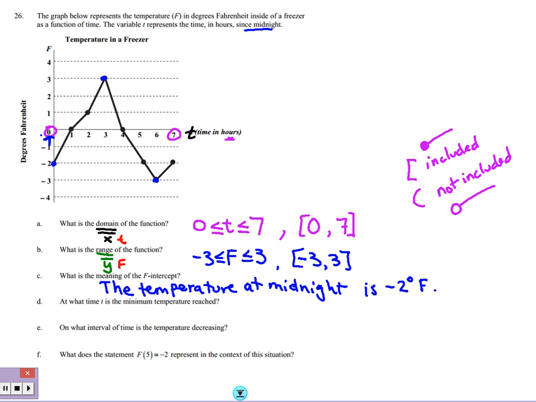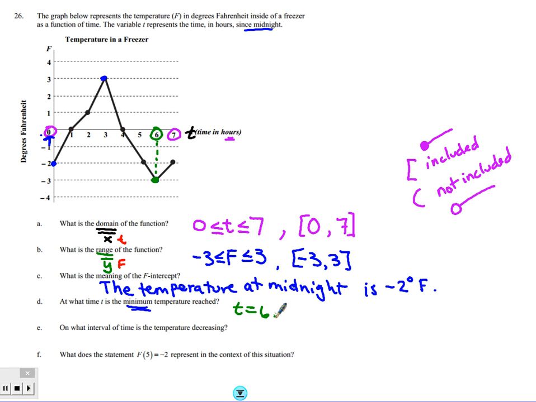Then we're asked, at what time, T, is the minimum temperature reached? So we want to find where is our minimum. Our minimum, the lowest it goes is here. At what time? Aha! After 6 hours. So 6 hours from midnight. At T equals 6. That is where our minimum is.